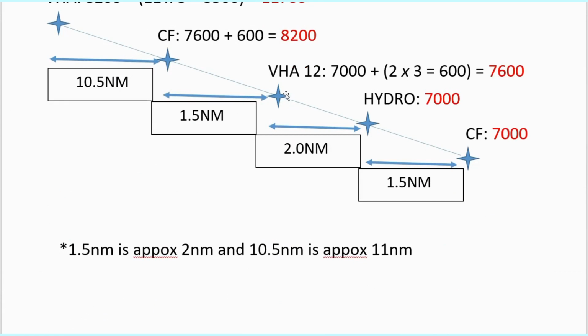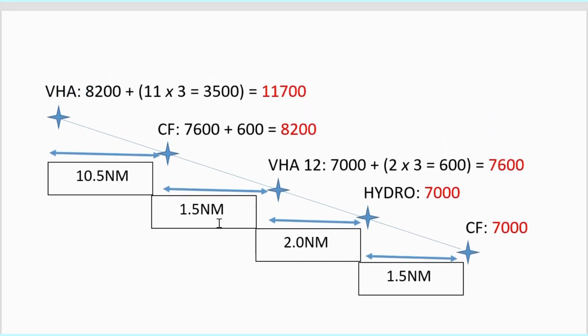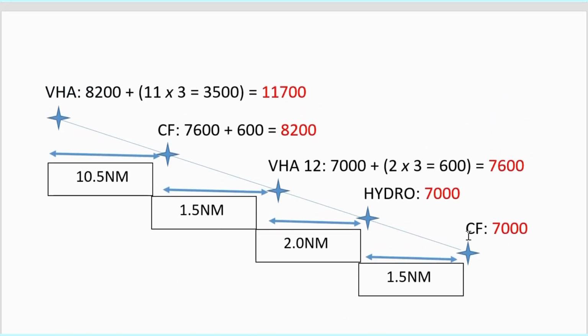Okay, now what we do, we don't use decimals as such, as you might be aware of in mental calculations. So 1.5 approximates to 2 nautical miles, and 10.5 approximates to 11 nautical miles. So if I start working backwards, I want to be at center fix 7,000 feet, and so I also want to be at hydro 7,000 feet. So I'm going to program these altitudes in the FMS next to center fix, the last one, and hydro.